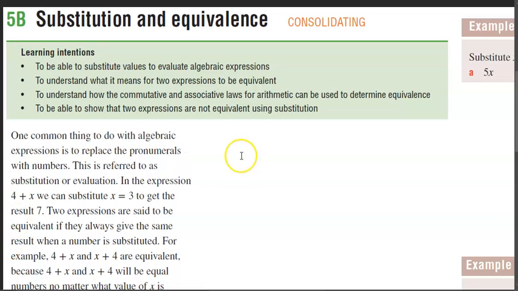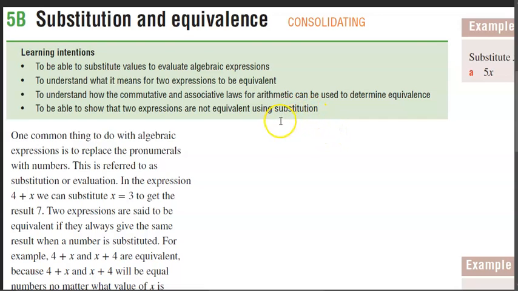The learning goals for this one are to understand what it means for two expressions to be equivalent, and to understand how the commutative and associative laws of arithmetic can be used to determine equivalence. The success criteria are to be able to substitute values to evaluate algebraic expressions and to be able to show that two expressions are not equivalent using a method called substitution.